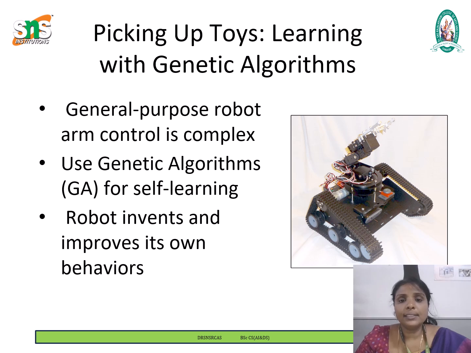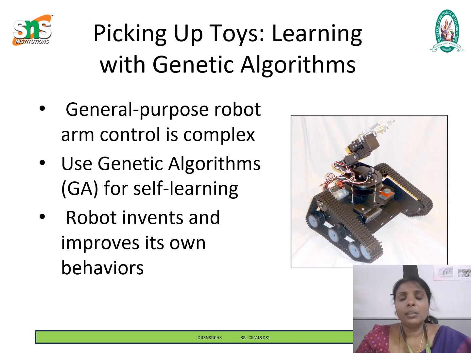Next technique is the genetic algorithm. Controlling a general purpose robot is a complex task due to the need for precise movements, coordination of multiple joints, and adaptability to different tasks and environments. Traditional programming methods can be time consuming and inflexible, especially when the robot needs to perform a wide range of actions. To overcome this, genetic algorithms are used to enable self-learning in the robot, inspired by the process of natural selection.